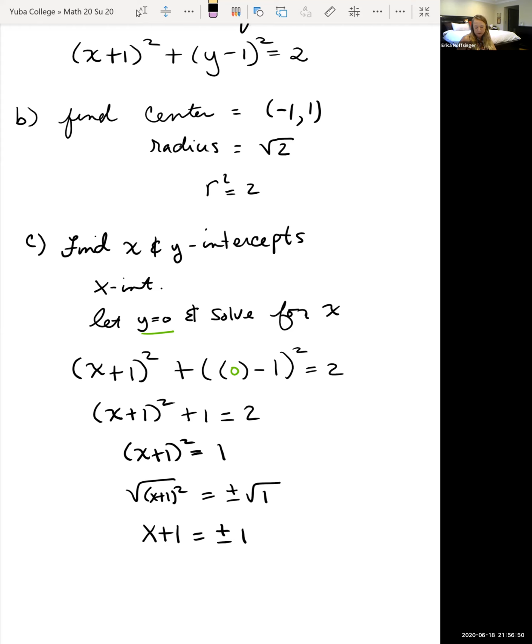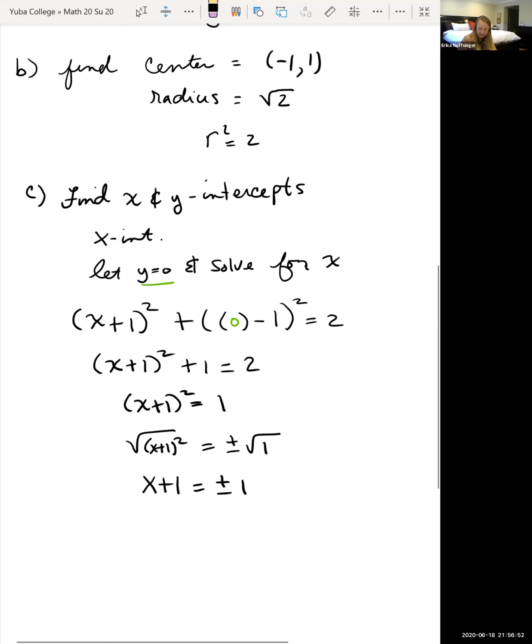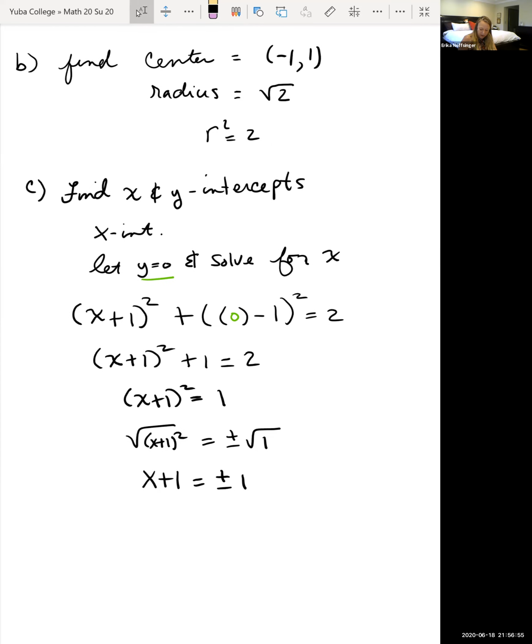So we have two separate values that we're going to get for x. We're looking at when x plus 1 equals positive 1 and x plus 1 equals negative 1. Subtract 1 on both sides, I get x is 0. Subtract 1 on both sides of the other equation, we get x is negative 2.